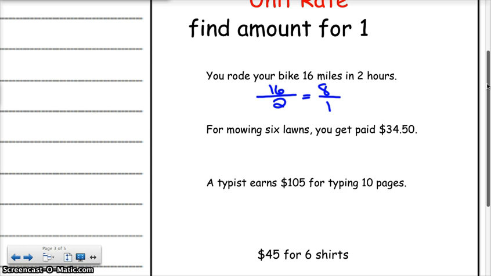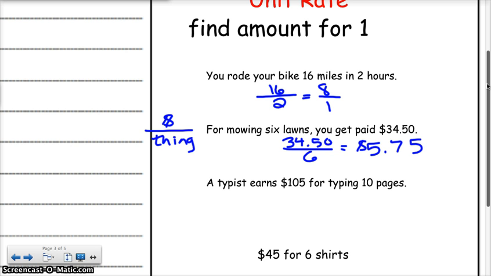Okay? For mowing 6 lawns, you got paid $34.50. What I want to know, you always put dollars on top with these. You always want the dollars on top and whatever else, the other thing on the bottom. It's usually $1 per hour, $1 per shirt, $1 per jean, okay? So for mowing 6 lawns, you get $34.50. I want to know how much do I get per lawn? $34.50 divided by the 6. Yeah, $5.75. I made $5.75 each lawn. I got kind of ripped off, didn't I? You work really hard mowing lawns.